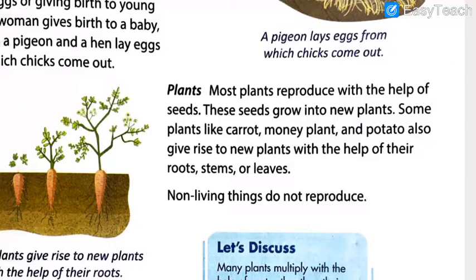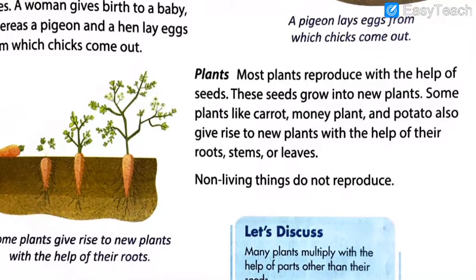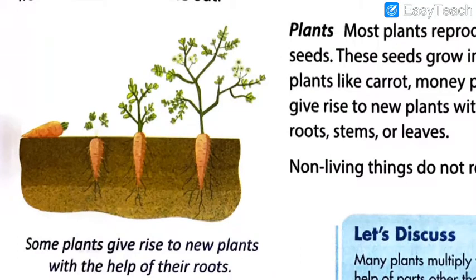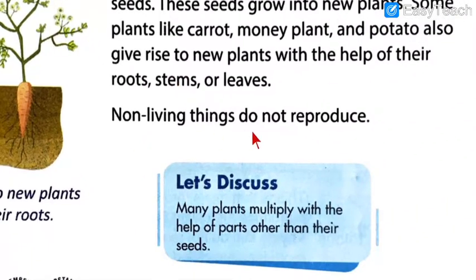Either by the seeds, or plants like carrot, money plant, potato can give birth to the same kind by the roots, because you know that carrots and potatoes are plants that grow underground, they are the root we eat. And here it is written, non-living things do not reproduce at all. Have you seen a mobile phone giving birth to another mobile phone? No, we have to buy it. So this is what it is.